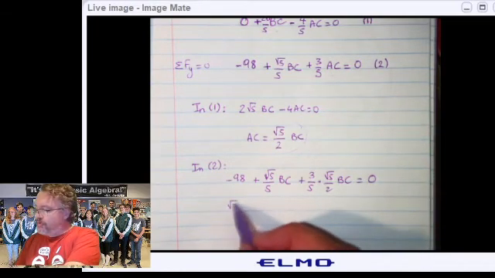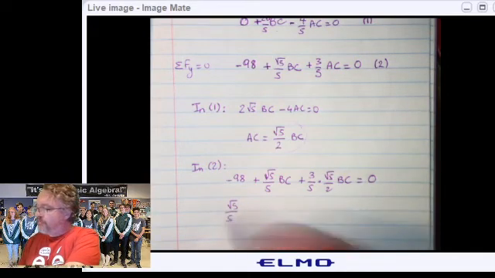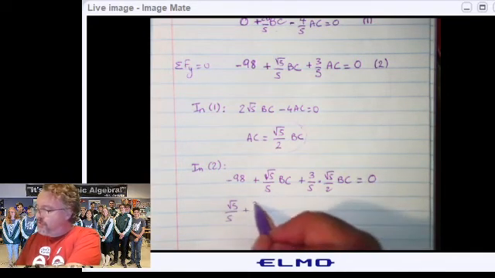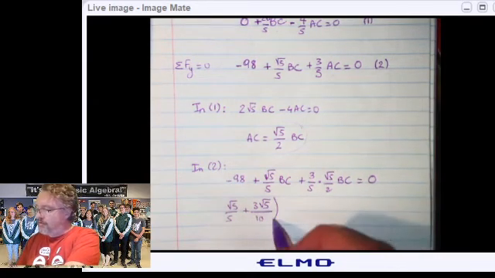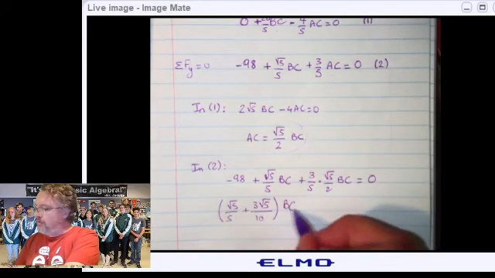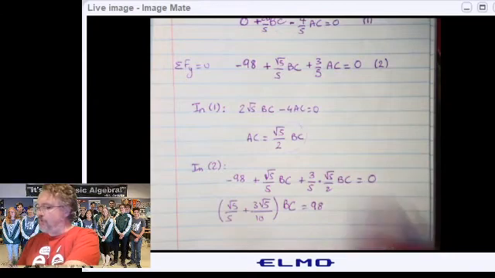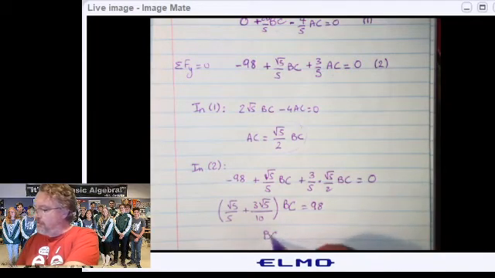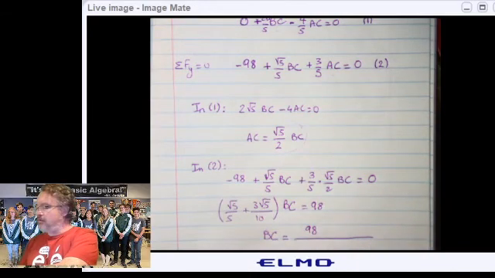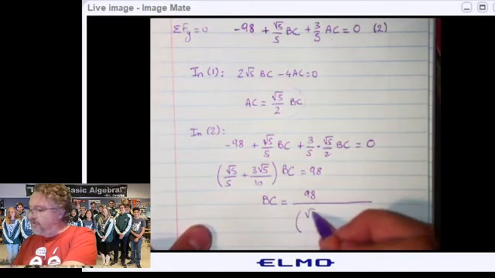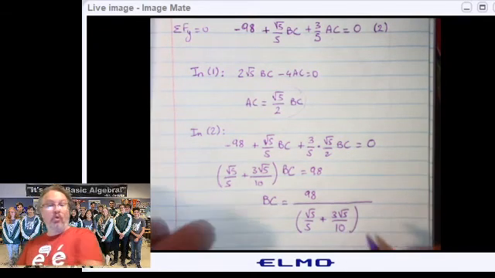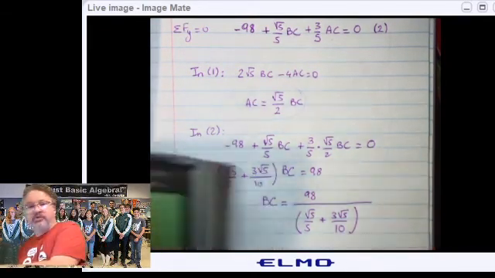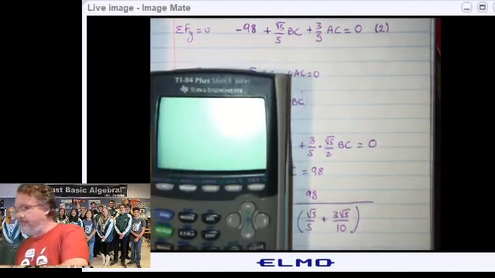So it's going to be root 5 over 5 plus 3 root 5 over 10, times BC, equal 98, which means that BC will be equal to 98 divided by root 5 over 5 plus 3 root 5 over 10. And it's going to be in newtons. So at this point it's just a calculator problem.